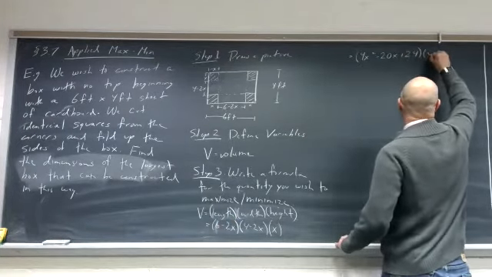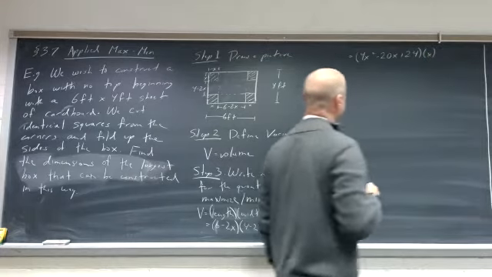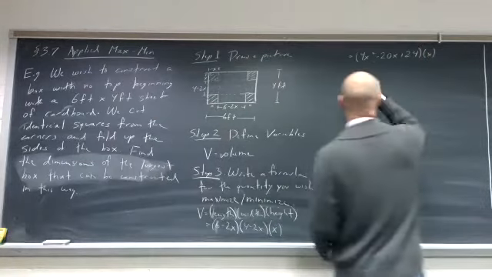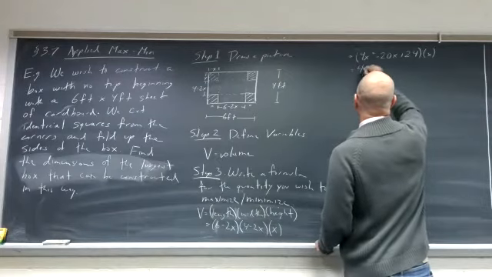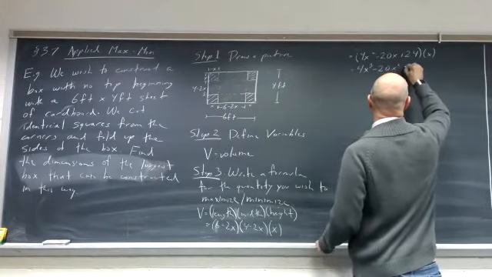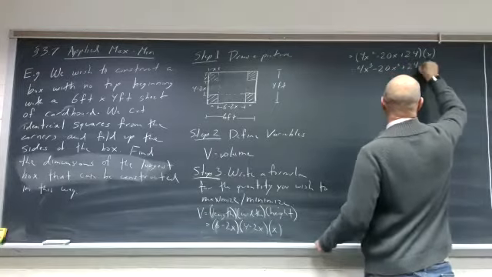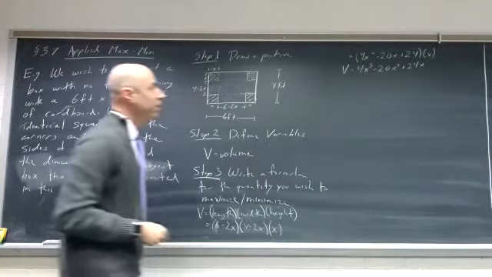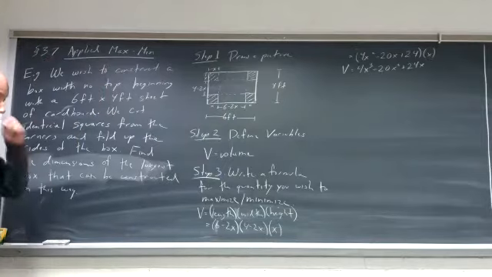We still have that x hanging out over here. And we can multiply the x in: 4x cubed minus 20x squared plus 24x. And so we've written volume as a function of x only, which is very nice.